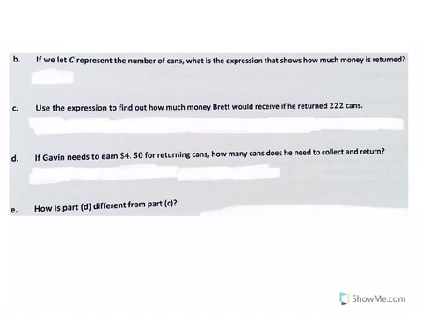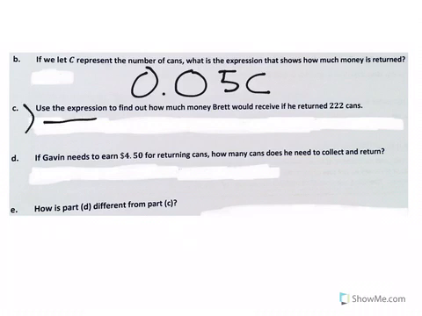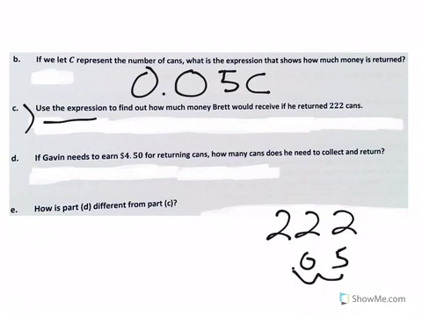Here we're looking at basically what we just answered, right? 0.05 C. Now, it says for part C here, use the expression to find out how much money Brett would receive if he returned 222 cans. Well, we're going to take 222 times 0.05. I'm going to take the decimal out of it. So I've got 2 decimal moves, 1, 2, to put it at the end.